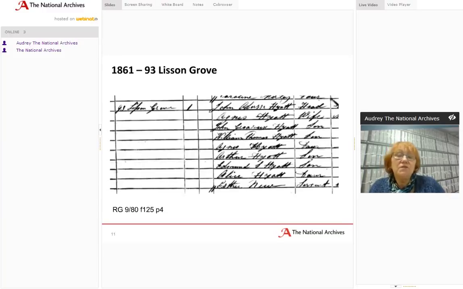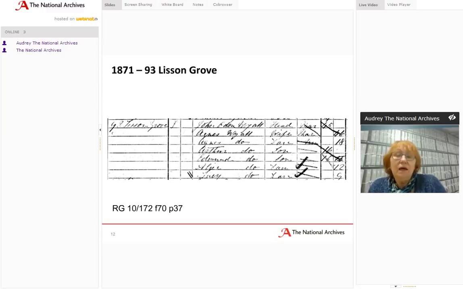And here is the same family, still at 93 Lisson Grove, and you can see that their surname, it's not particularly clear, but the husband and the wife have got their names written out in full, and you can see that it is definitely Wyatt and not Hyatt. And I promise you it is Wyatt because I've researched this family. I know an awful lot about them.